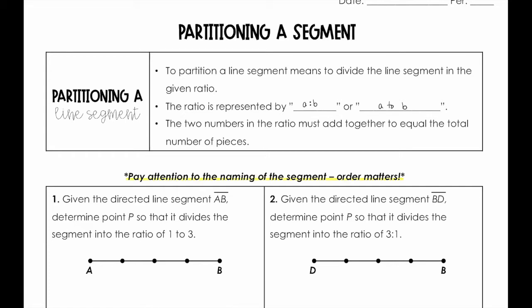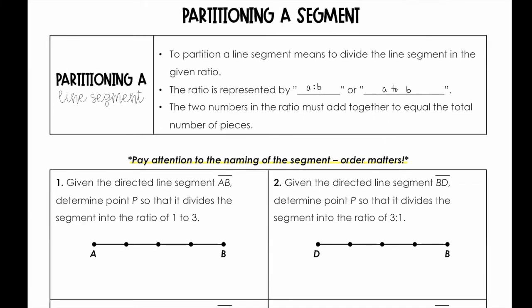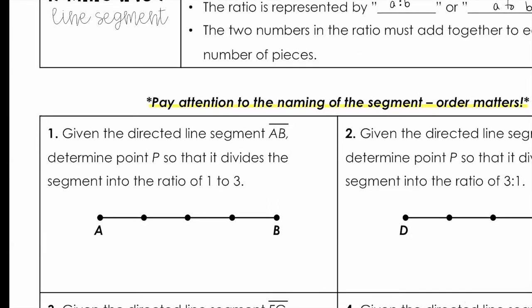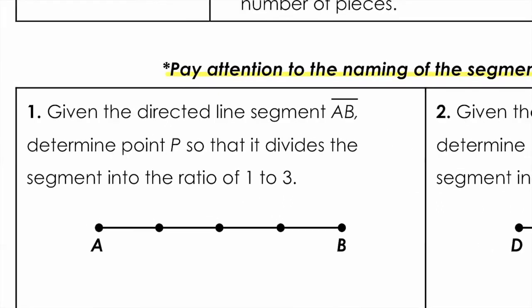Okay, so we look at number one. Given the directed line segment A to B, so that's the full length, determine point P so that it divides the segment in a ratio of 1 to 3. Right now, point P does not exist. We are going to put point P on our diagram that takes our ratio and creates a segment of 1 to 3.